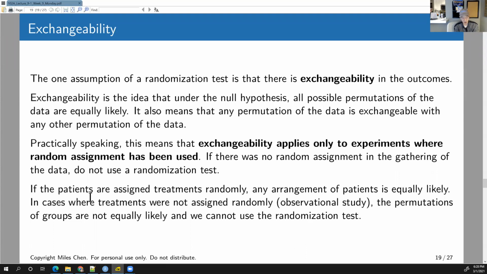And that any permutation of the data is exchangeable with any other permutation of the data, right? That's a weird mouthful to say, but at a practical level, this just means that exchangeability only applies where your data was obtained via an experiment where random assignment was used. If random assignment was not used in the gathering of the data, don't use a randomization test.